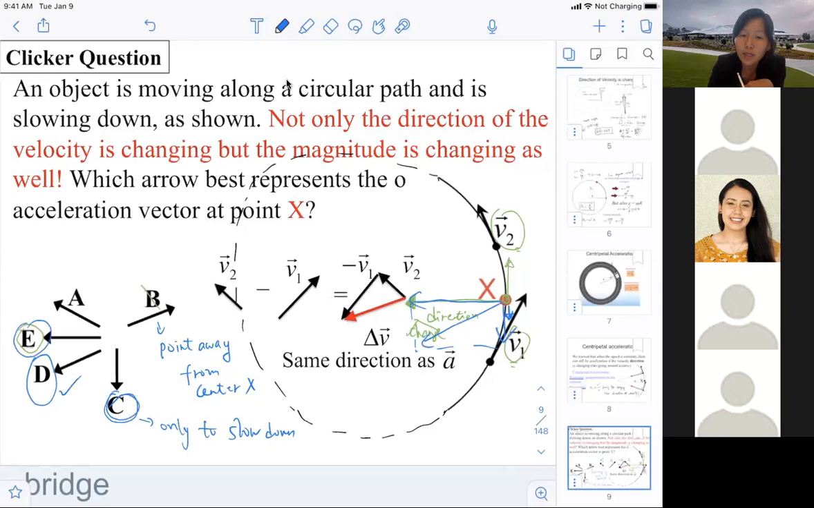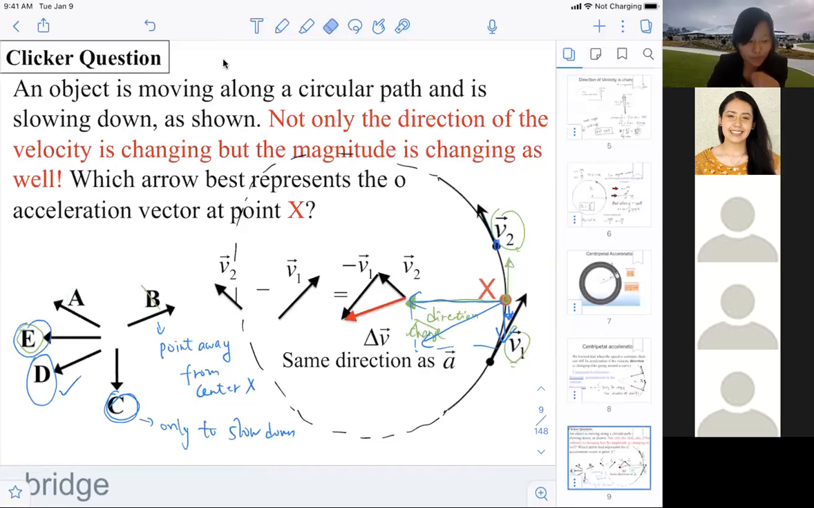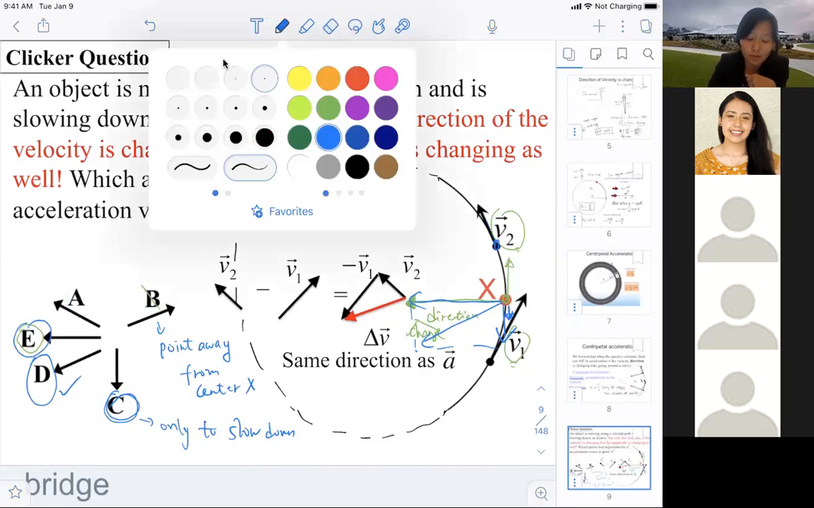Any questions here? Any questions about this? Professor? Yes? So if we were accelerating, then it would be A, right? Yes. So if this is longer, then you would choose A. Okay. Thank you. Very good. Could you re-explain your first method? That was the second method.